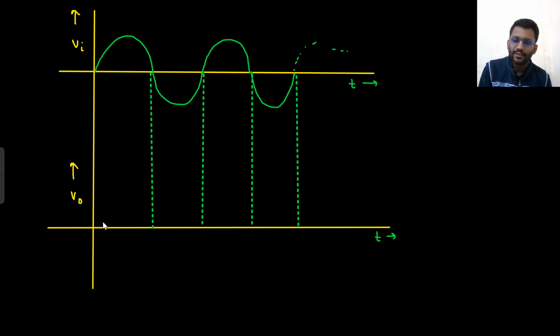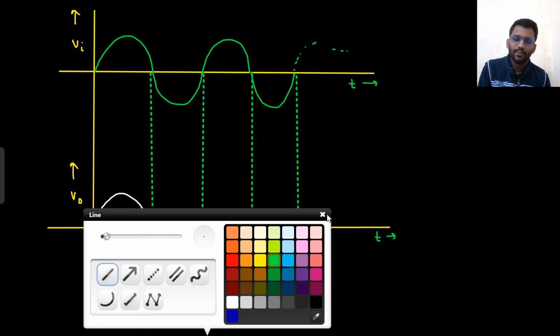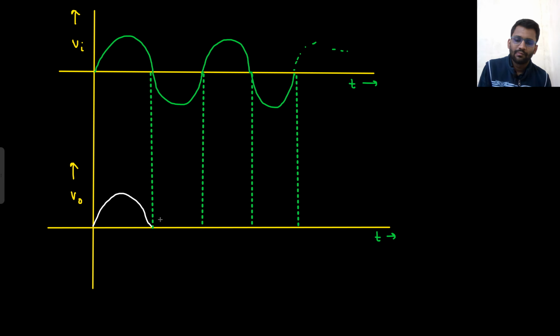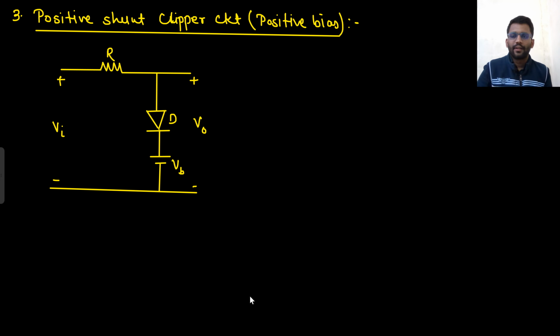For V in greater than 0, it will be there, and for V in less than 0, all these values will go to 0. Well and good. Let's move on to the next problem.